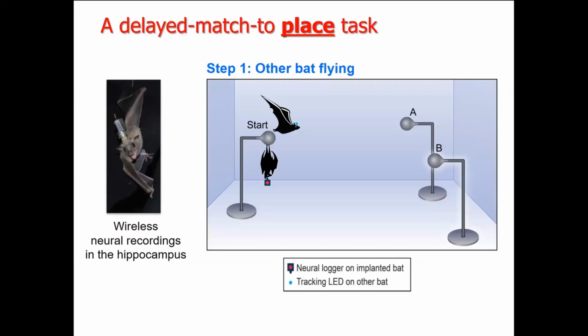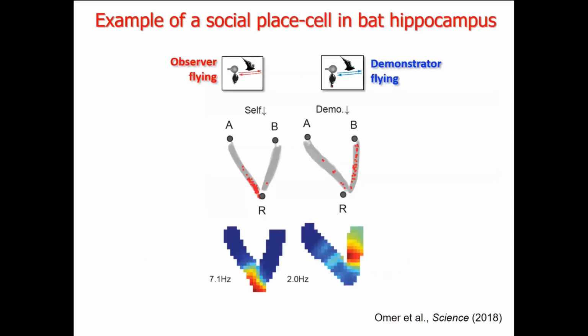And so we designed this task with two bats. I won't go into all the details, but there was a demonstrator bat and an observer bat. The demonstrator was flying from the start ball to ball A. In this case, it flew to ball A, so the observer is supposed to mimic it and go to ball A. If the demonstrator goes to B, the observer also is supposed to go to B. So it's a simple mimicry task, but the observer has to pay attention to the position of the other bat. And this is an example of one neuron.